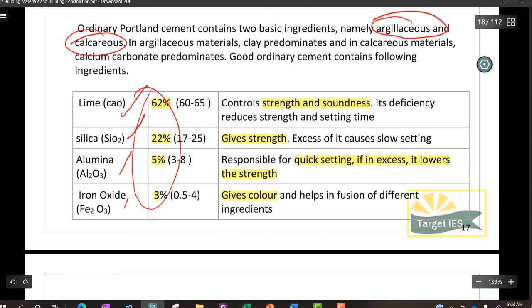Now let us start from the first, lime. We have to remember this composition also. Lime का composition कितना रहता है? Basically 60 to 65% रहता है in ordinary Portland cement. So you can go in the range of 62%. Okay, so lime is very good. It gives you strength and also imparts soundness to my cement.